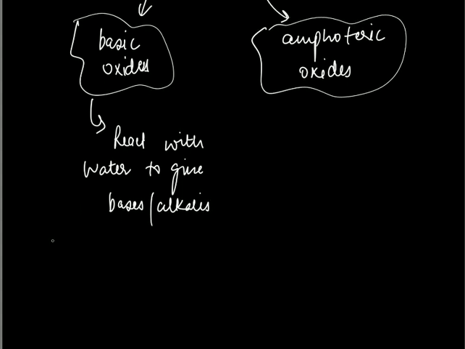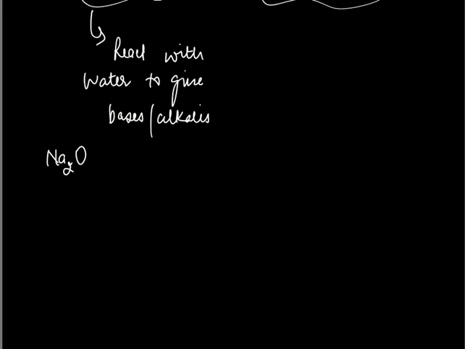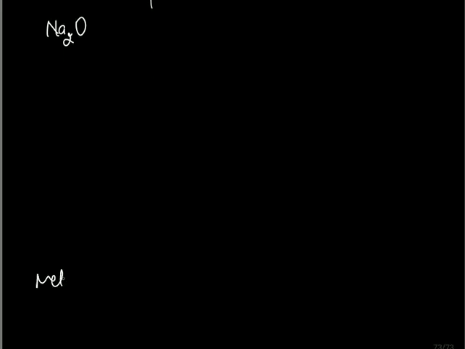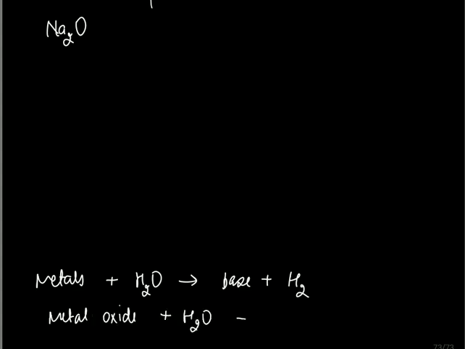So you can have sodium oxide. You can write the equations on your own. It reacts with water to form sodium hydroxide. Remember one thing. Metals reacting with water will give you base and hydrogen gas. But if you have a metal oxide reacting with water, it will give you only base. It's not going to give you hydrogen gas.